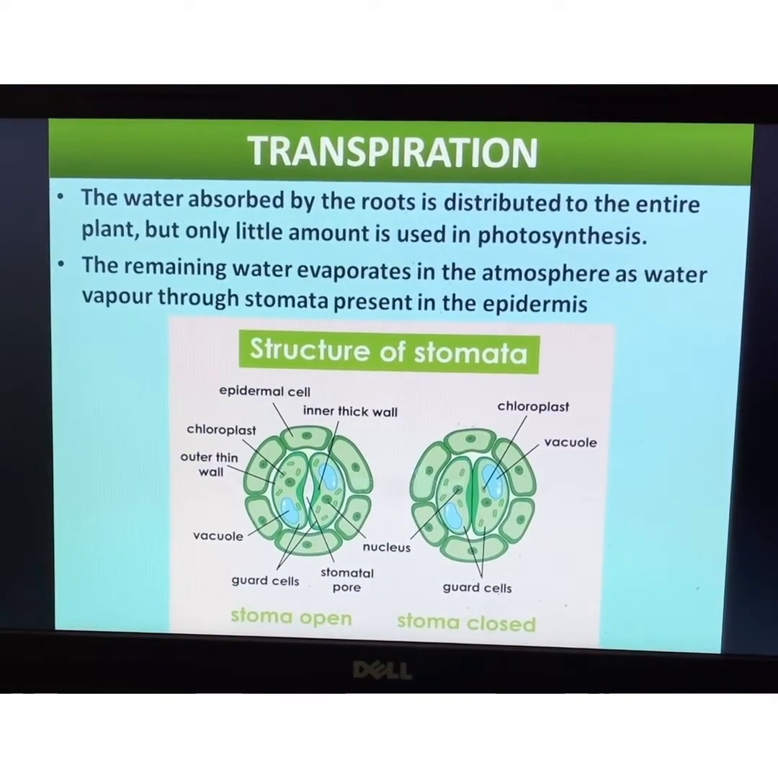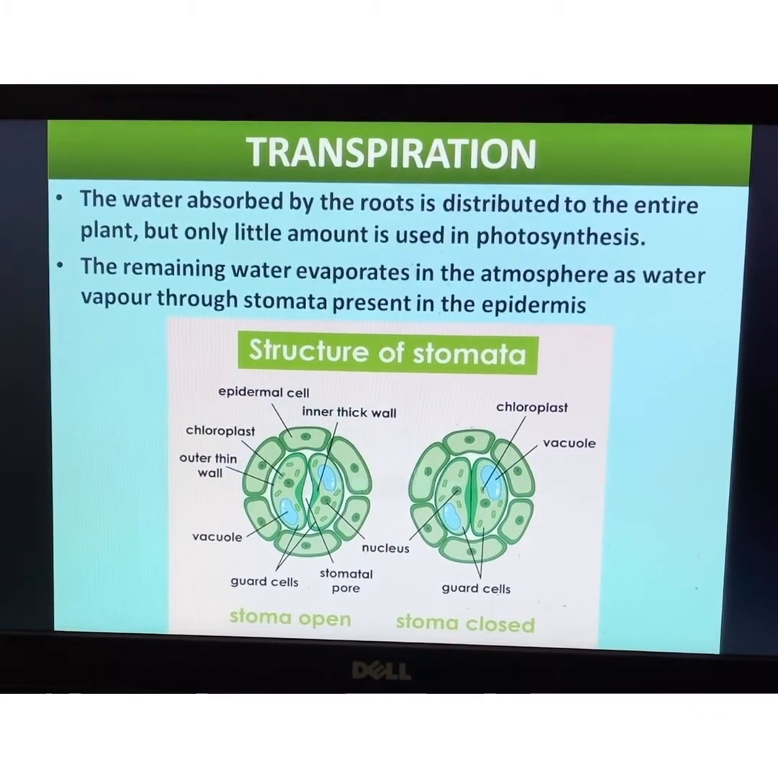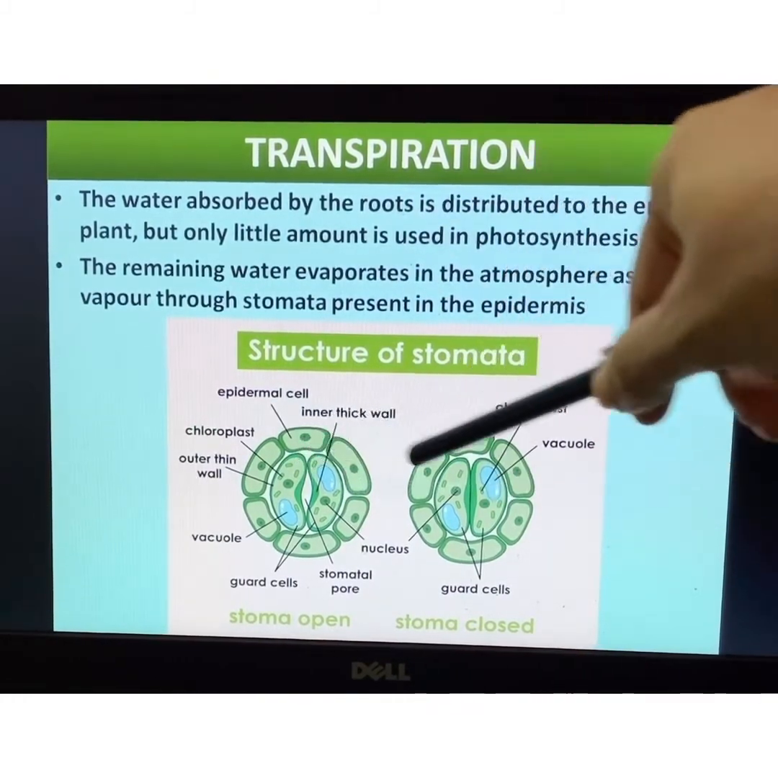Now, the water absorbed by the roots is distributed to the entire plant, but only a little amount is used in photosynthesis. So, the remaining water evaporates into the atmosphere as water vapor through stomata present in the epidermis. This is what we just now understood. Now I want you to have a look at the structures.